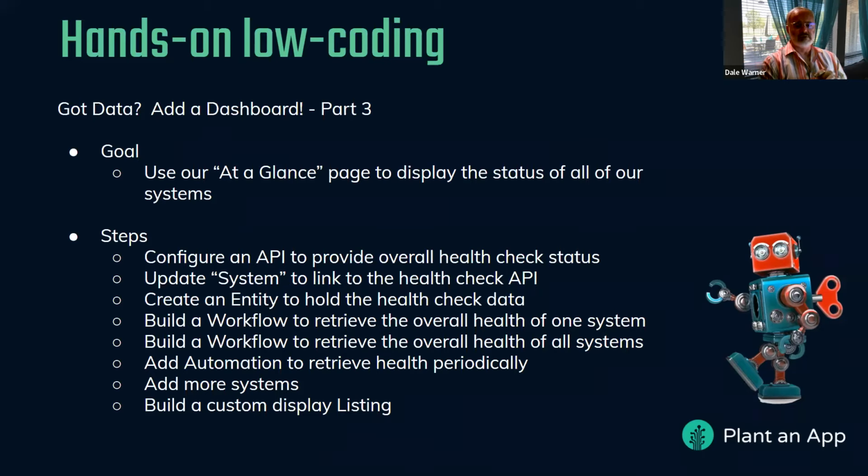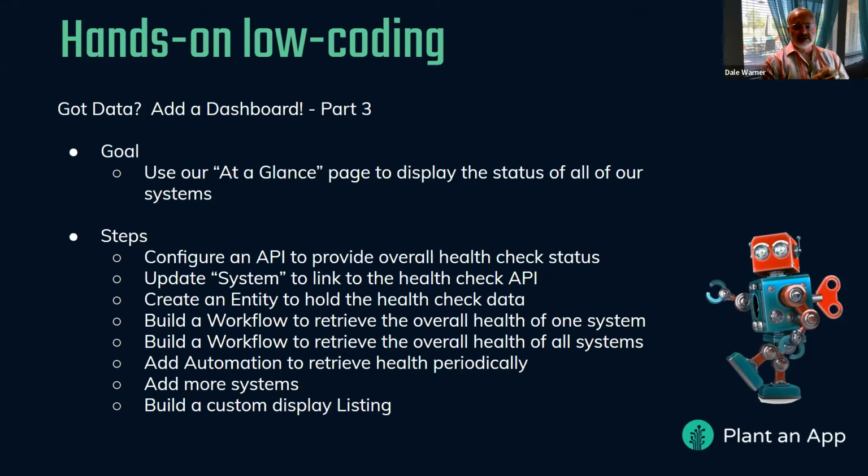The steps that we're going to do, and we'll keep referring back to this today, but just as an overview, we're going to set up an API on whatever the various systems are that we're going to pull data from, that's going to provide the overall health check status. And then coming back to our health check application, we'll update the system so that it has the system entity, so that it has the health check API address, so that we can know where to go to get that overall health check.